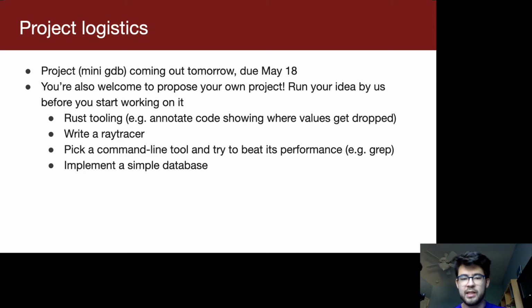If you are interested in a particular area, feel free to implement something in Rust that has more to do with that area. For example, if you've taken CS 148 and you're interested in computer graphics, maybe you could implement a ray tracer. And then in the later part of this quarter, when we start talking about multi-threading, you can make your ray tracer really, really fast. You could pick a command line tool like grep and try to beat its performance. There's a Rust-based program called ripgrep, which is grep but much, much faster. And that could be a fun challenge.